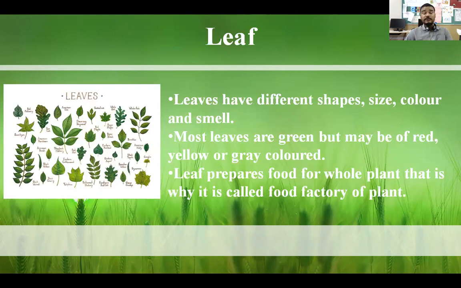Then we have seen about leaf. As we know, there are different types of leaves, in terms of their shape, size and color. Most of the leaves are green, but a few of them may be red, yellow, gray or any other color also. Leaves are also known as the food factory of a plant. Why is it known as the food factory of a plant? Because it prepares food for the complete plant.